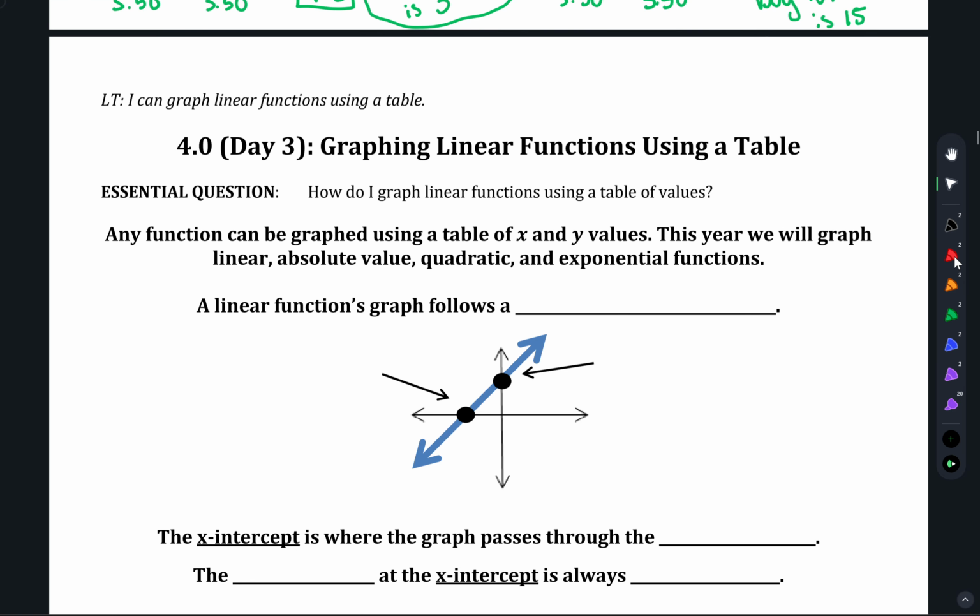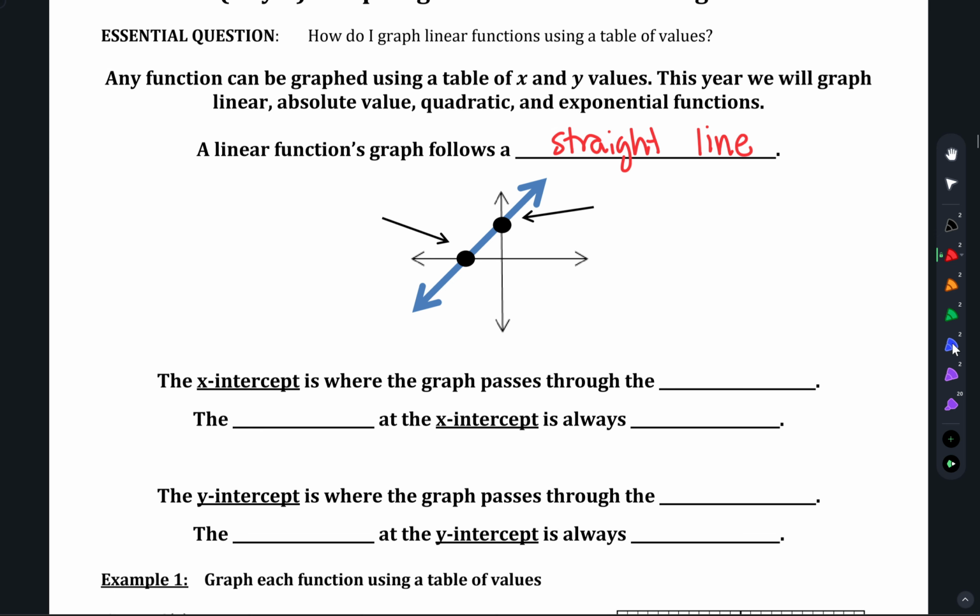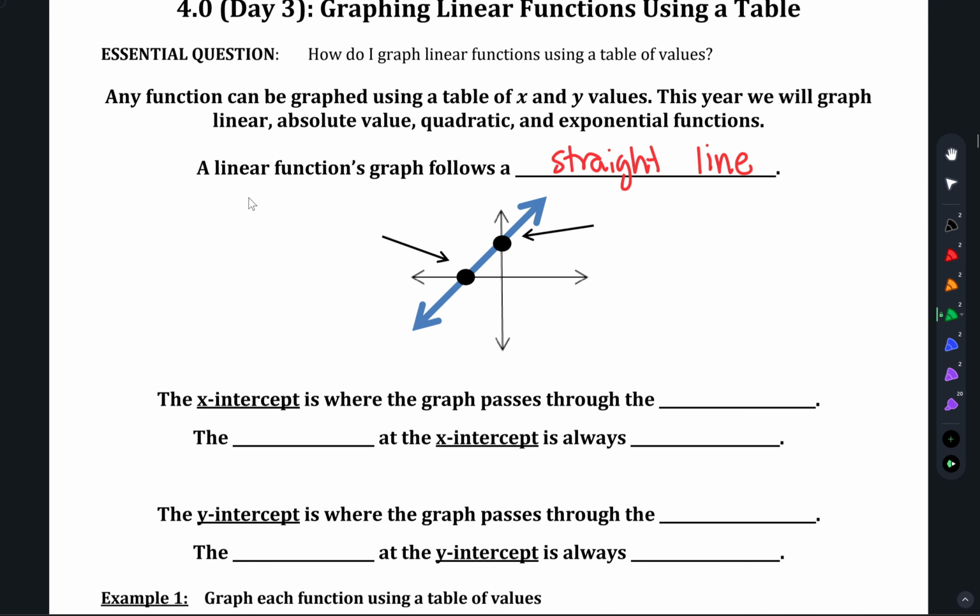A linear function's graph follows a straight line. There are two parts that we really focus on with these graphs, okay? The first one is the x-intercept. It is where my graph crosses the x-axis. Right here is my x-axis. Here is where it crosses. That's my x-intercept.